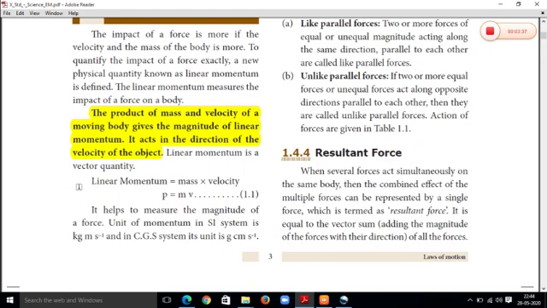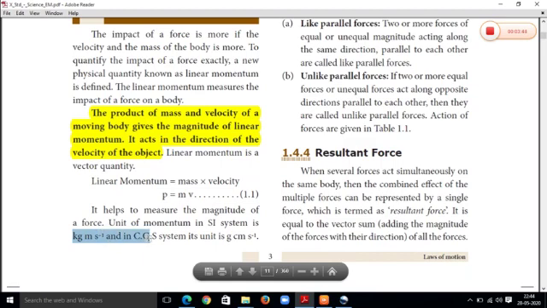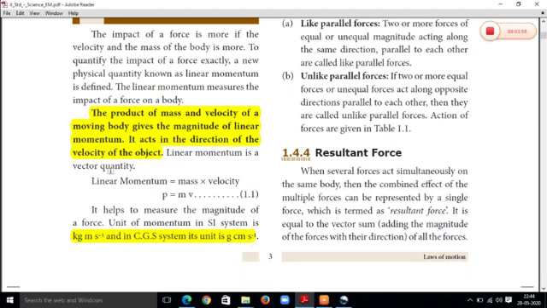The unit of momentum in the SI system is kilogram meter second to the power minus 1, kg m s^-1. That is, the unit for mass is kilogram and for velocity is m s^-1. So, the unit is kg m s^-1. And in the CGS system, its unit is gram centimeter second to the power minus 1, g cm s^-1. That is, the unit for mass is gram, for length it is centimeter, and for time it is second.